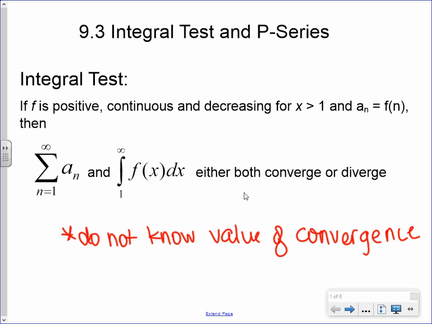Now, I will warn you, the integral test of all the tests will be the most work up front. So this is a test you want to avoid if you can. However, there are going to be instances where you cannot avoid it. I want to start out with one that you saw in your homework last night.